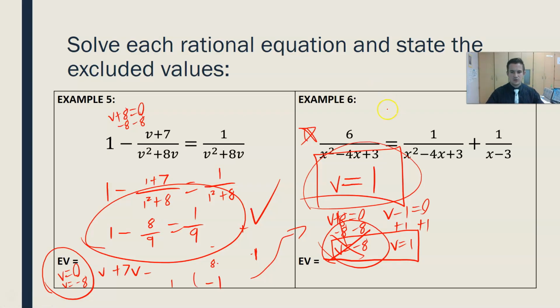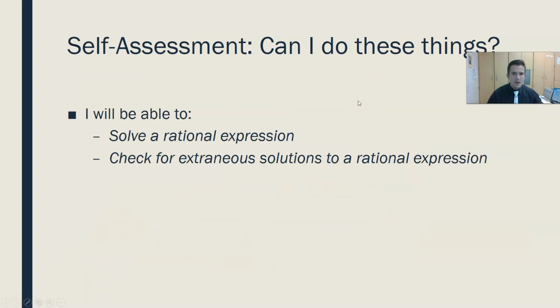That is my solution. If you want to try example 6, I'll leave that for you. But that is all that we're going to cover. I'm probably going to upload another video with some additional homework examples on these problems. But this is what I hope that you're able to do now. I hope that you're able to solve a rational equation, a rational expression, and also check those solutions that you find for extraneous solutions, or solutions that would cause you to divide by 0 in the initial equation.